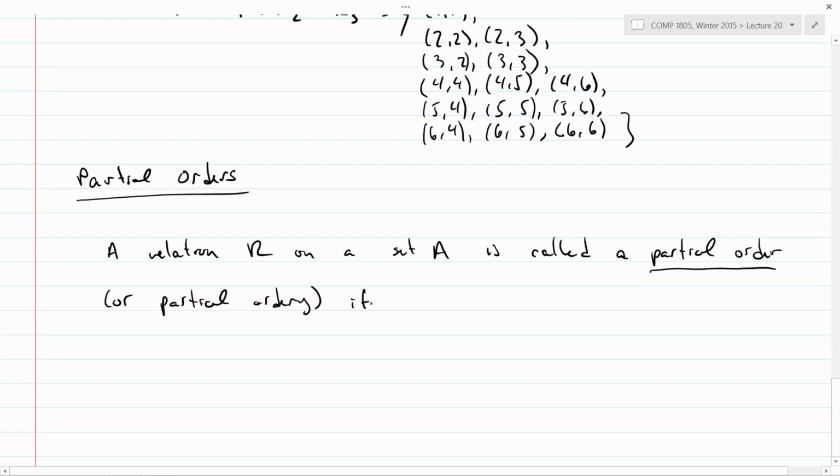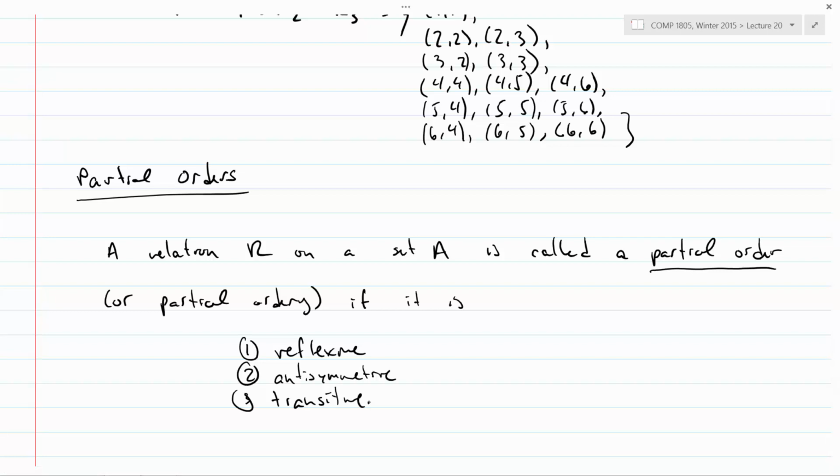It has to be reflexive, it has to be symmetric, or sorry, not symmetric, antisymmetric, and it has to be transitive. So it's almost the same as an equivalence relation, except instead of symmetry, we have antisymmetry. Okay, that's the difference between an equivalence relation and a partial order.